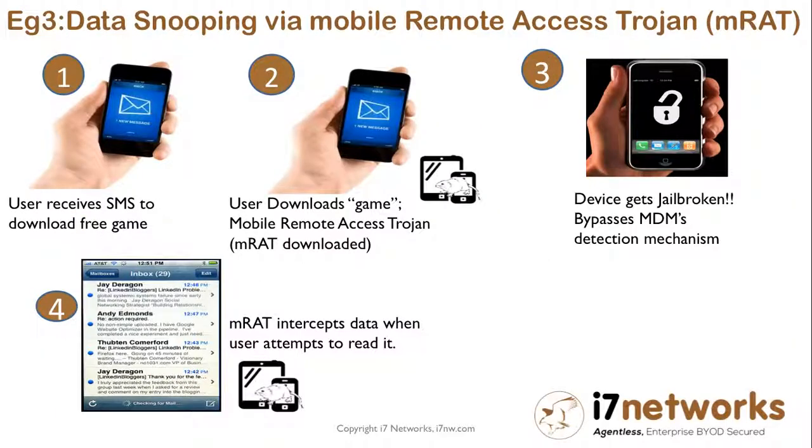The third one is a little scarier because even an MDM on the device cannot detect this. Usually you receive an SMS or some way to download a game. When you do that, the game has a mobile remote access Trojan which gets downloaded, jailbreaks your device, and also uses a jailbreak jammer in a way that bypasses MDM detection if you have one, and it can intercept all data when the user attempts to read it, even if it is encrypted. That's another issue with the jailbroken device trying to snoop on the data or copy the data and send it to the command and control, the malicious server.